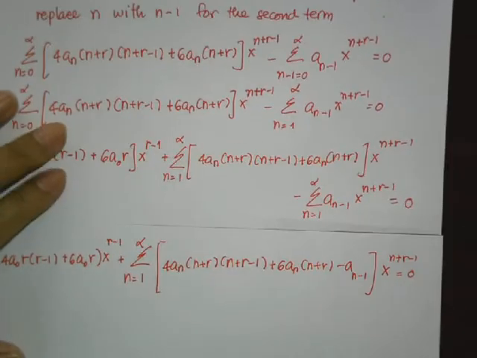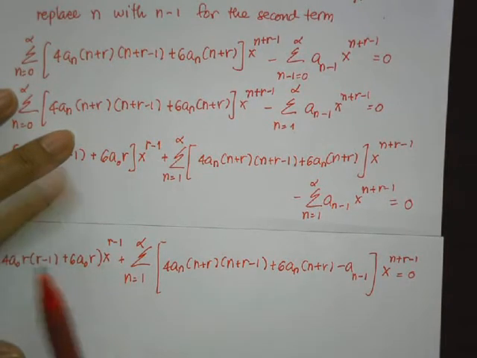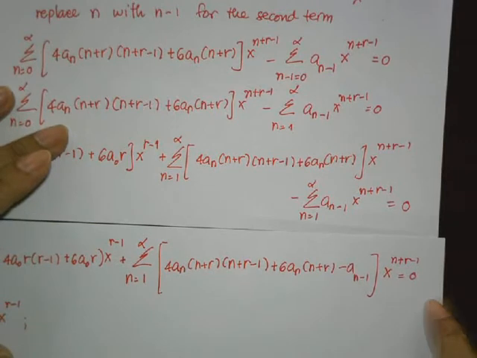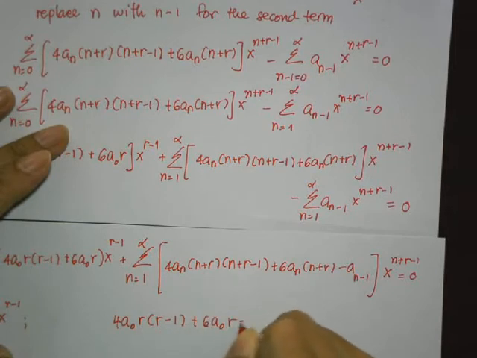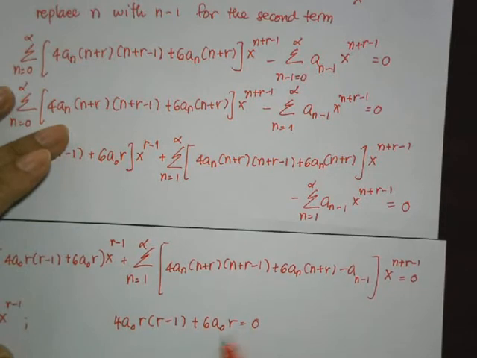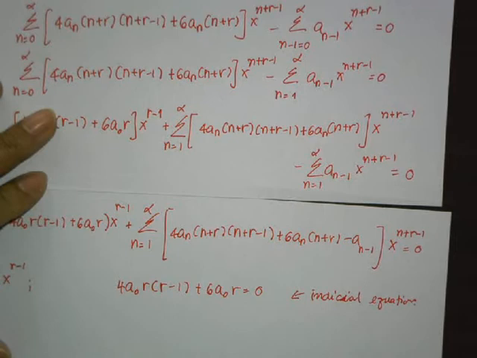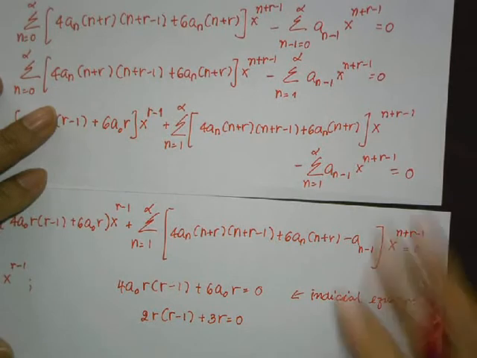Now we are going to compare the coefficients. So for the first term, x to the power r minus 1, the right hand side is equal to 0, so you would say that a0 r times r minus 1 plus 6 a0 r is equal to 0. And if you take a look at it carefully, you will note that this is the initial equation, right? Isn't it? Divided by 2a0. Isn't it our initial equation?